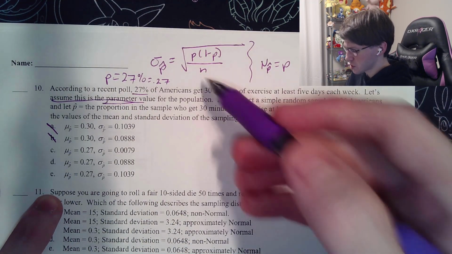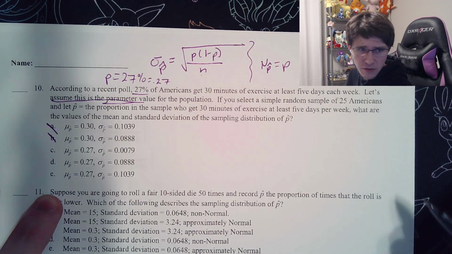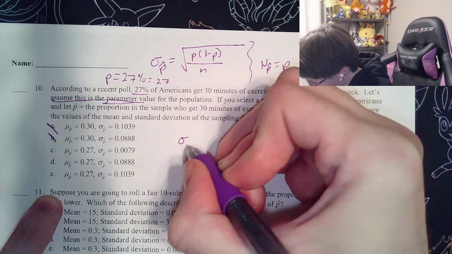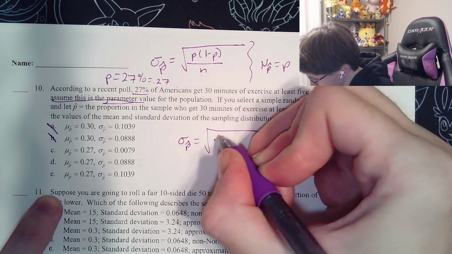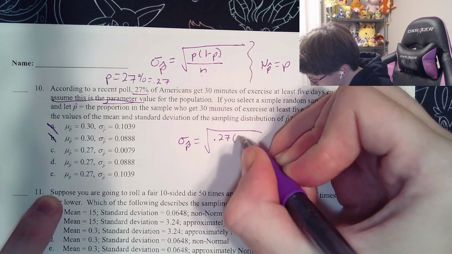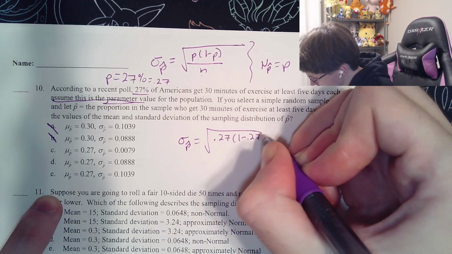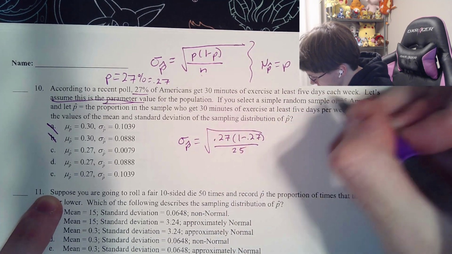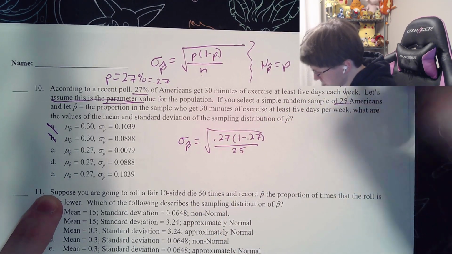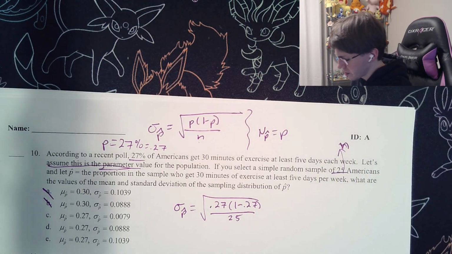And then for the actual formula, we just throw it right into the formula there. So our standard deviation of p-hat is going to be the big, huge square root of 0.27 multiplied by 1 minus 0.27, divided by 25, which is our sample size. That's our n, by the way.